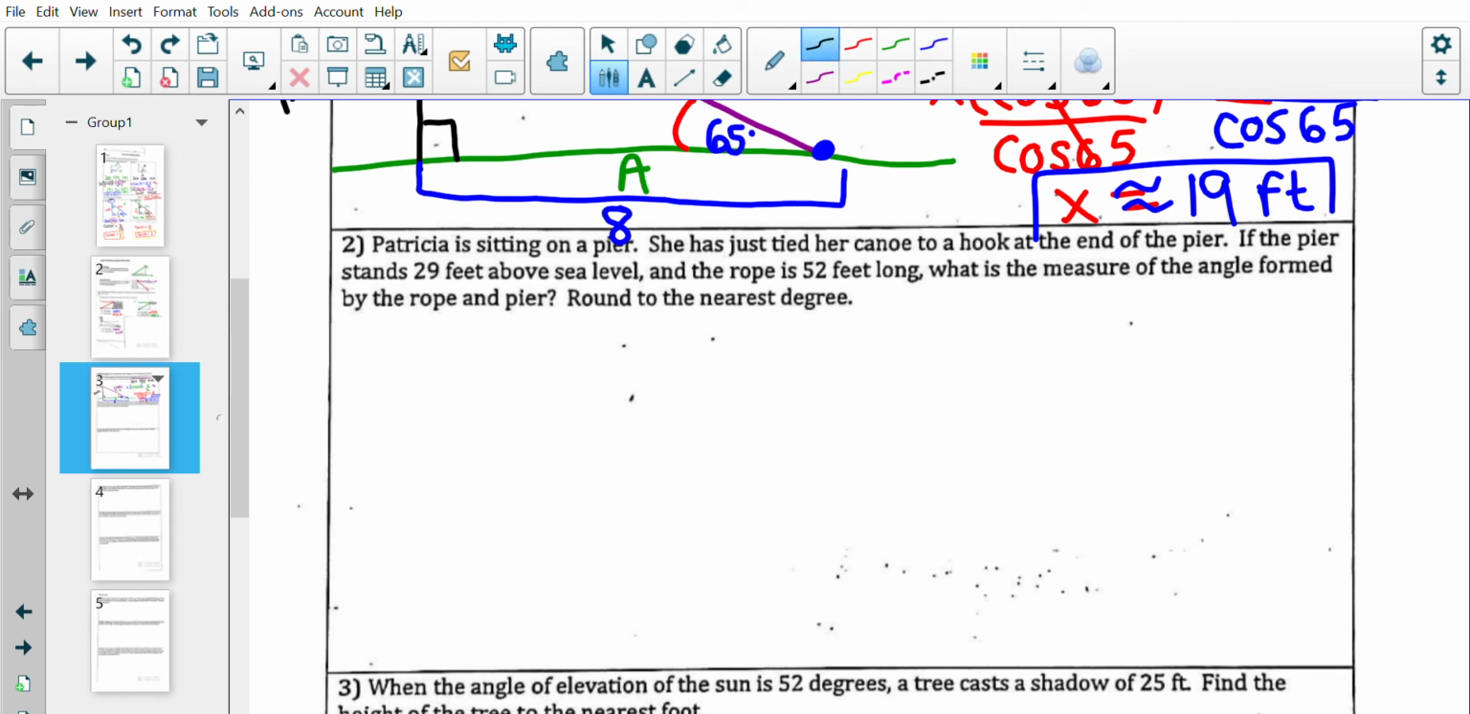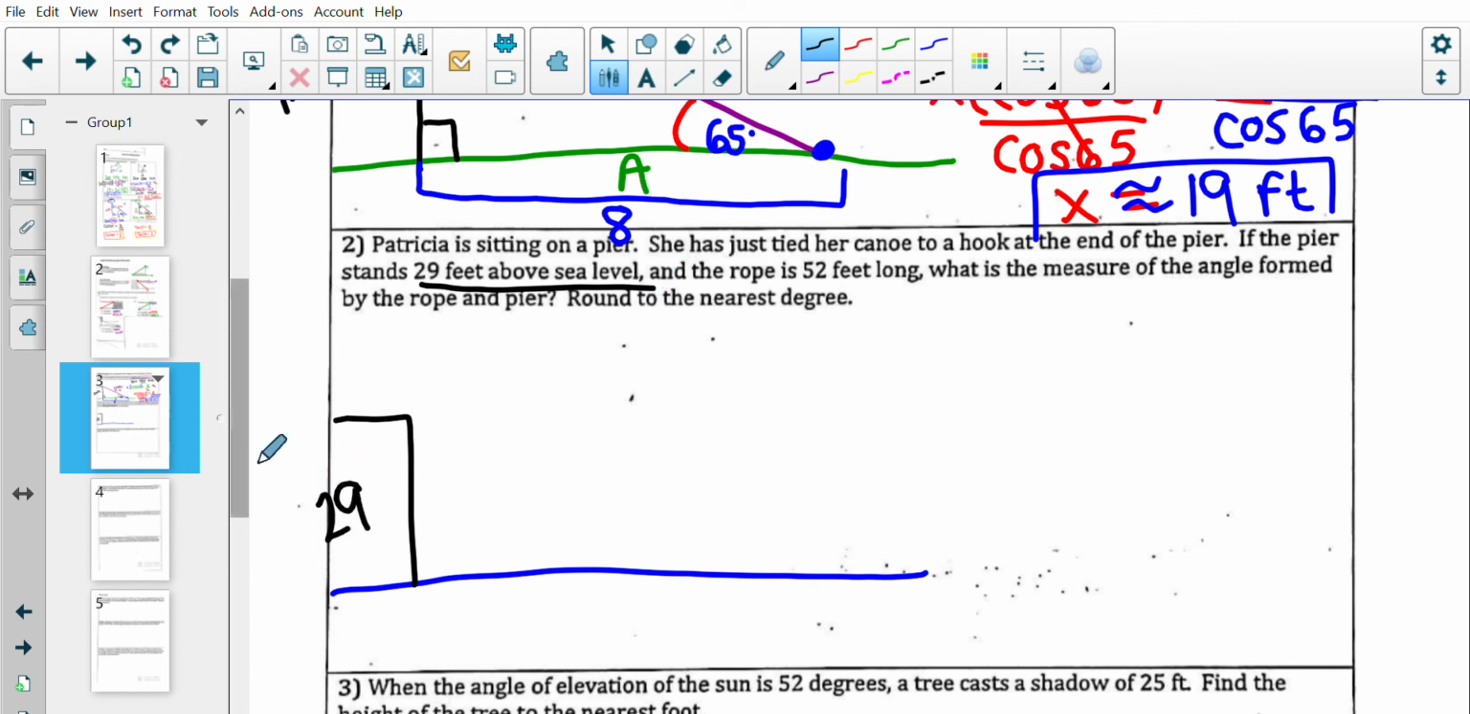Okay, so we have Patricia sitting on a pier and she has her canoe tied to a rope. So here's my water. Here's my pier. I have to give that pier some height because it's saying that the pier is 29 feet above sea level. So here's our 29 feet. Here's our pier. And now we have Patricia's rope tied to the end of the pier and also tied to her canoe.